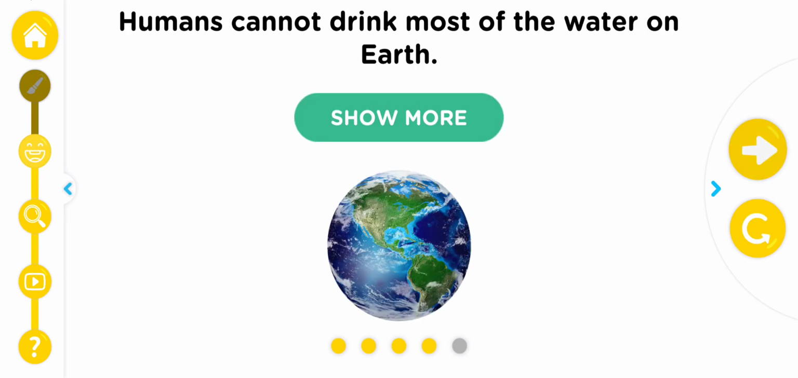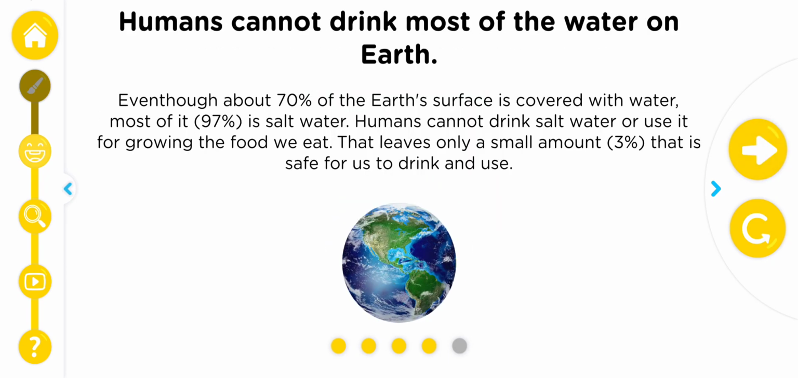Humans cannot drink most of the water on Earth. Even though about 70% of the Earth's surface is covered with water, most of it, 97%, is salt water. Humans cannot drink salt water or use it for growing the food we eat. That leaves only a small amount, 3%, that is safe for us to drink and use.